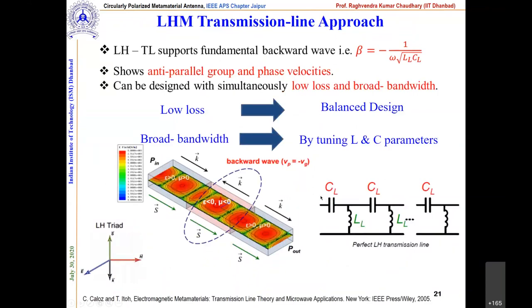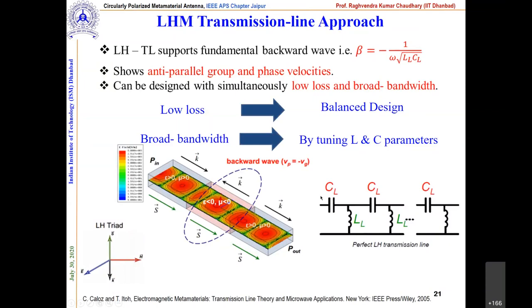Now if you go from the basic transmission line and try to derive its beta, it comes out like this. It is negative, so a negative slope. So if the beta is negative, you can say that phase velocity and group velocity are antiparallel. So this is one thing.